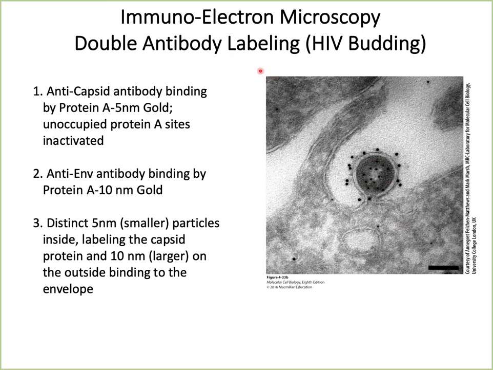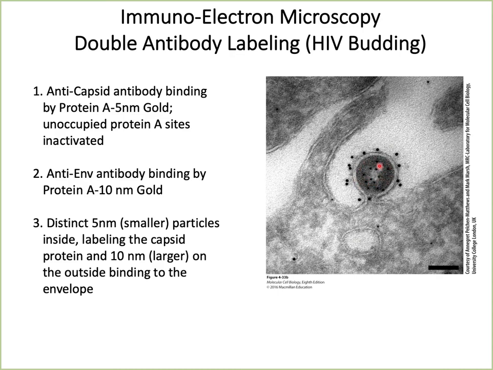So here we are doing a double antibody labeling where we have used the first primary antibody, and the primary antibody is against the capsid protein. So the primary antibody binds to the capsid protein. And then we have added protein A, added 5 nanometer gold particles, and they will go and bind to the target, which is the capsid protein.